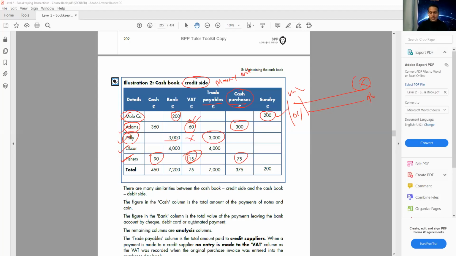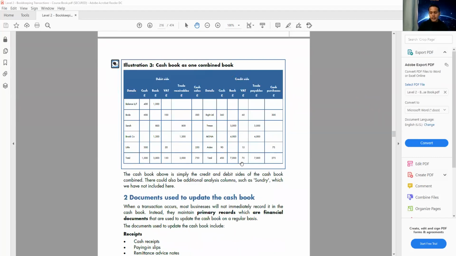All right, so let's have a look at the combined cash book, how it looks together. Normally when you are working in a company or in industry, the cash book you're going to maintain like this, with a debit side and a credit side. You don't keep the debit side in one Excel file and the credit side in another Excel file. You keep one cash book with the debit side and the credit side on the same file. Left hand side is the debit and right hand side is the credit.